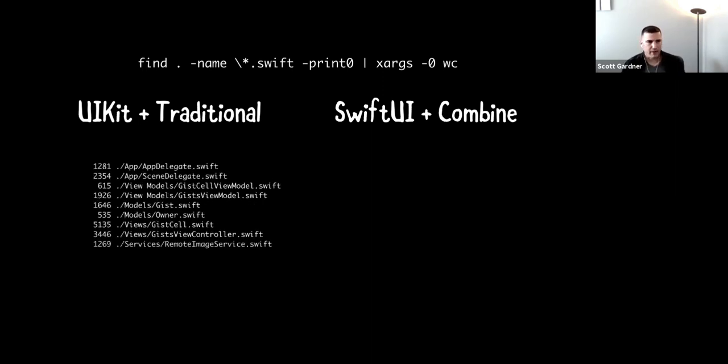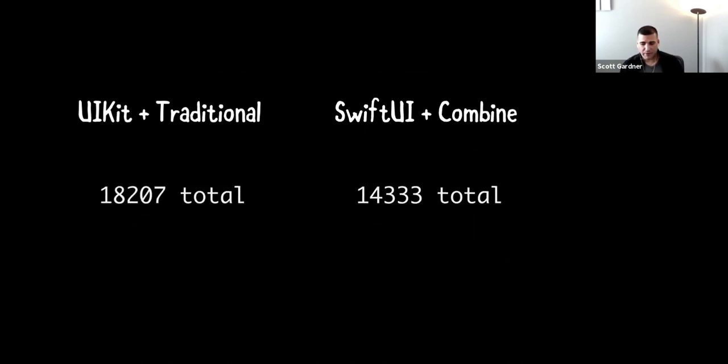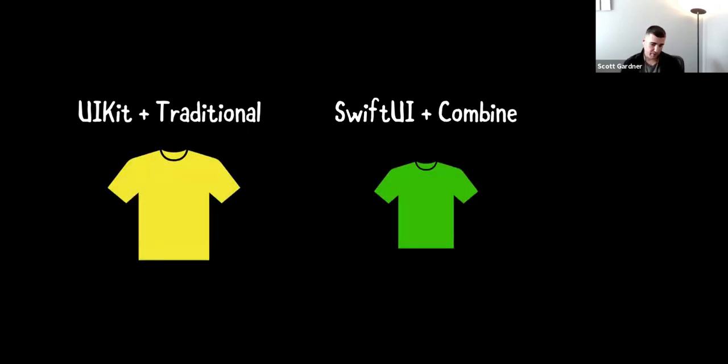So if we were to look at the character count, not including comments, for the original app with UIKit and traditional APIs, it would come in at just over 18,200 characters. Not lines, but characters. If we were to do the same count against a modified version of this code base, minus comments, we'd be about 4,000 characters less. That represents a little over 20% savings in the amount of code that you write. So it's interesting. And here are t-shirt representations of those numbers, just to give you a visual.